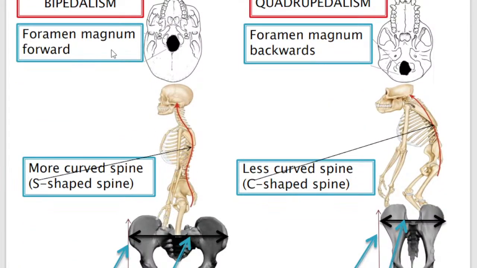What are some of the differences between bipedalism and quadrupedalism? Those that are able to walk on four limbs, what special feature do they have? Number one, foramen magnum in the forward position for bipeds, foramen magnum in the backward position for quadrupeds. Guys, this is how you're supposed to state it.